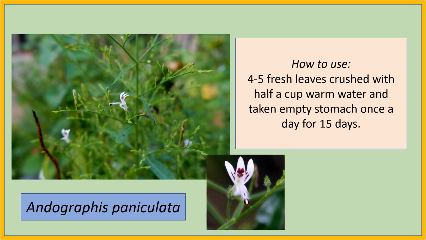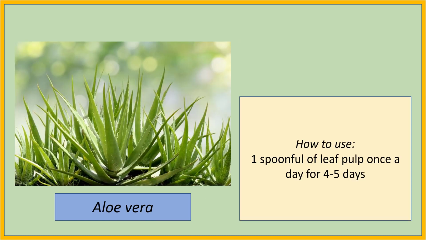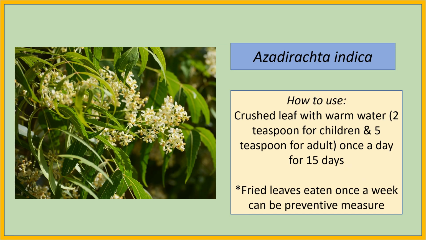So this is Andrographis paniculata. About 4 to 5 leaves are taken, crushed, and then mixed with warm water, and taken on an empty stomach for about 15 days. This can get rid of helminths. Next is aloe vera. You can take the aloe vera pulp, about 1 spoon a day, and continue for 4 to 5 days. They can act as an anti-helminthic agent. Next is Azadirachta indica or neem.